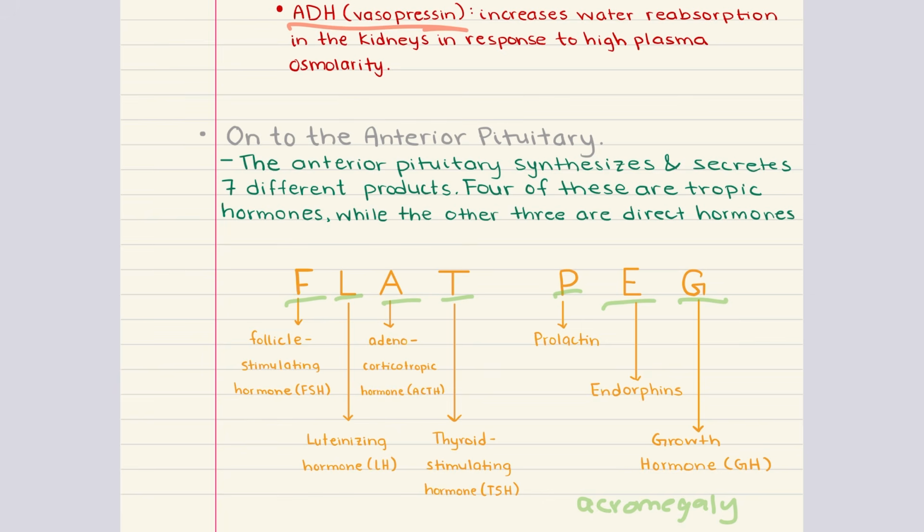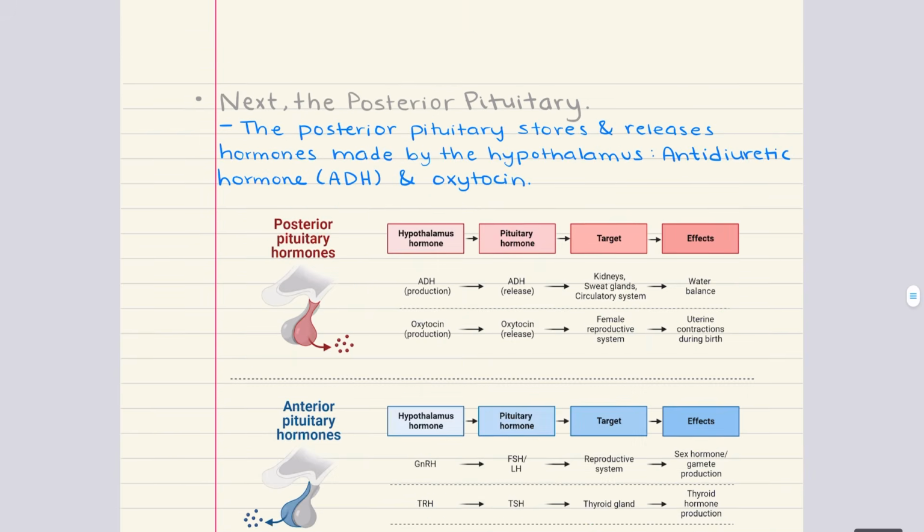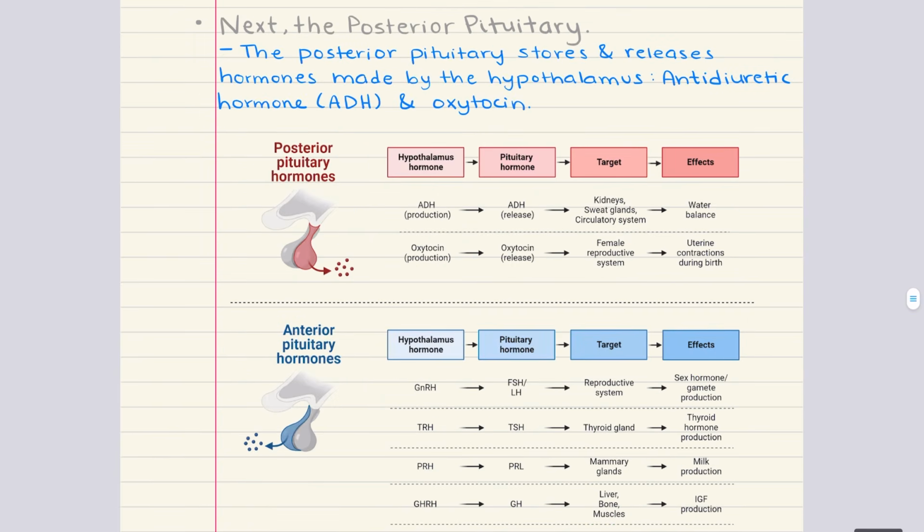So again, all 7 of these hormones are produced by the anterior pituitary, and they regulate everything from reproduction, metabolism, pain management, and physical growth. Next is the posterior pituitary. The posterior pituitary does not produce its own hormones.